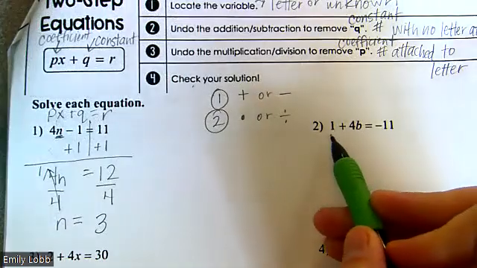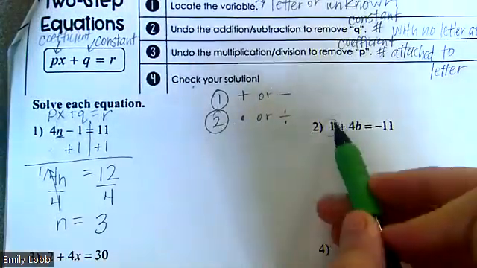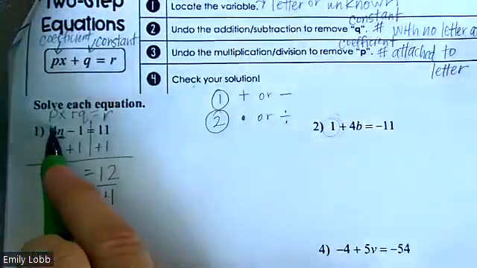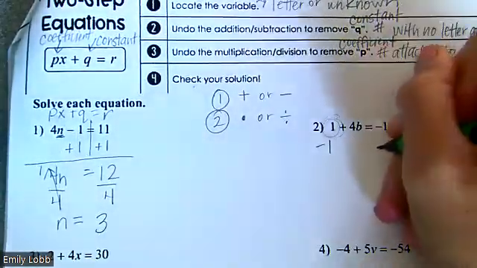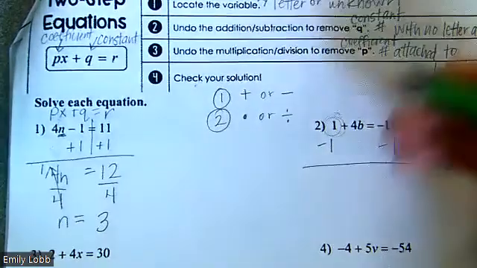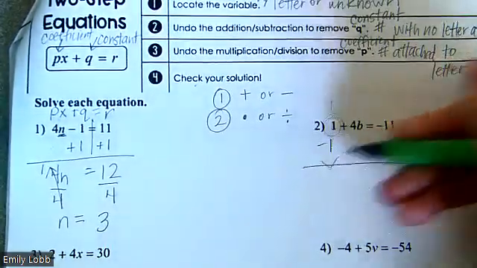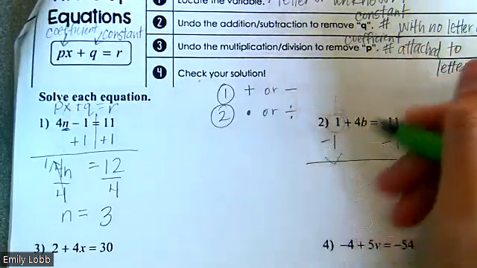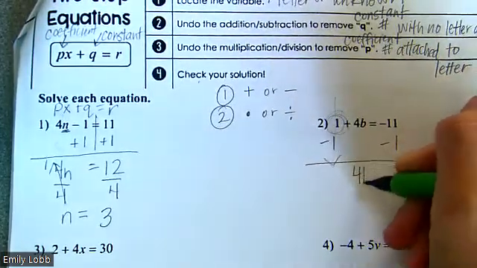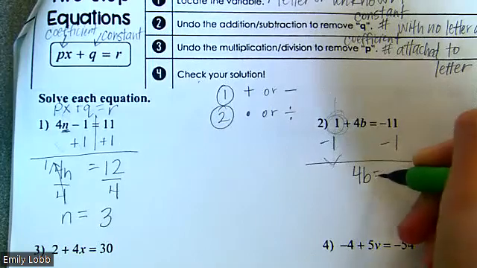All right. So how do I get rid of this 1? This becomes a constant, even though it's not written like that. We're going to subtract 1 from both sides. So notice how I wrote it below what I'm trying to get rid of. So this becomes 0. And I'm left with 4b. I bring down my equal sign.